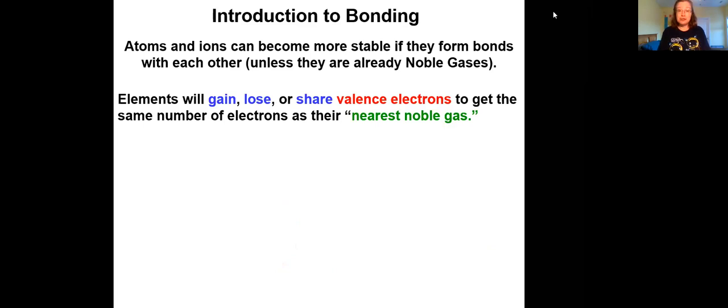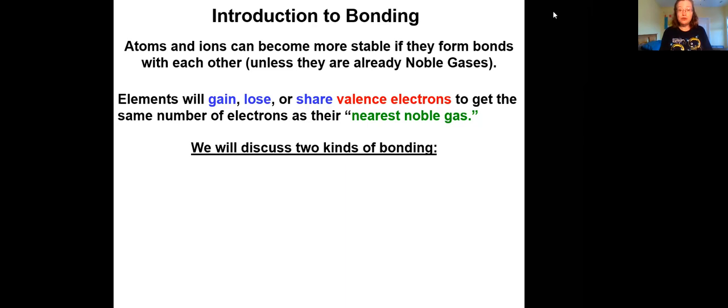Elements and the atoms of those elements will gain, lose, or share valence electrons to get the same number of electrons as their nearest noble gas. And we'll talk about who the nearest noble gas is for the different elements, but the goal is to have the same number of valence electrons. Remember, those are the electrons farthest away from the nucleus. They're the ones involved in bonding.